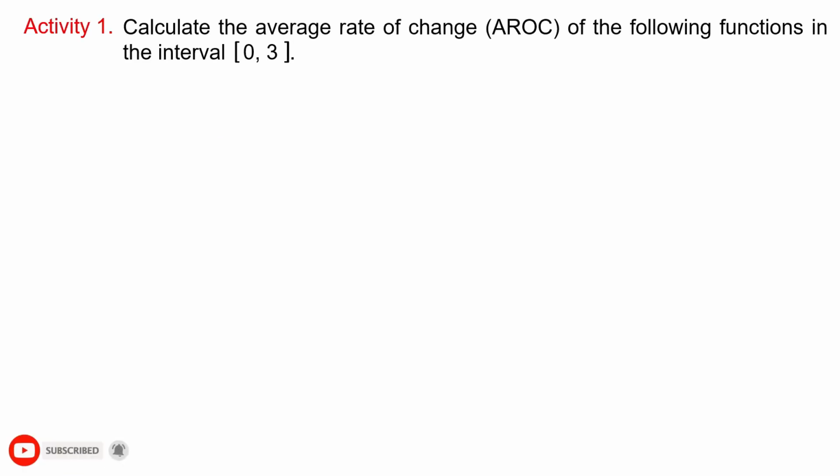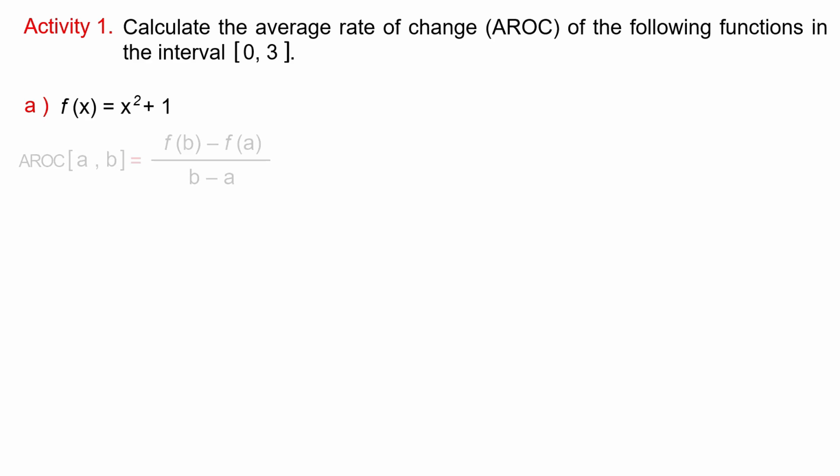Calculate the average rate of change of the following functions in the closed interval [0, 3]. Literal A, the function x squared plus 1, which geometrically is a parabola that opens upward and its vertex is at the coordinates (0, 1). Taking into account the formula, we replace the values of the interval and we would be left with.